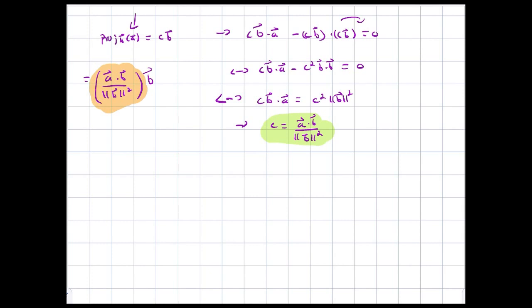this is a scalar, right? That A dot B over magnitude of B squared is a scalar. That we compute this first, right? This is a real number, and then we multiply it by the vector B.